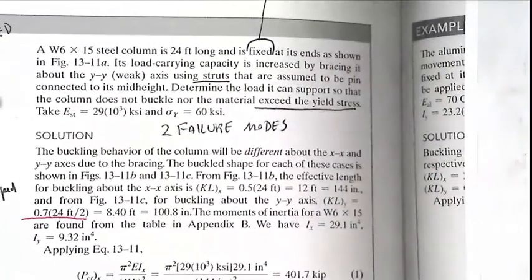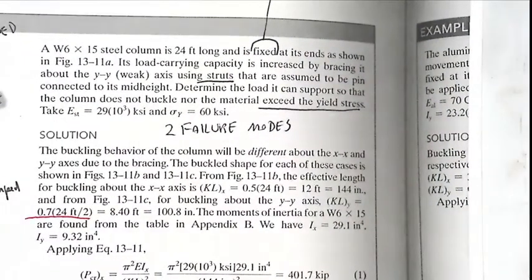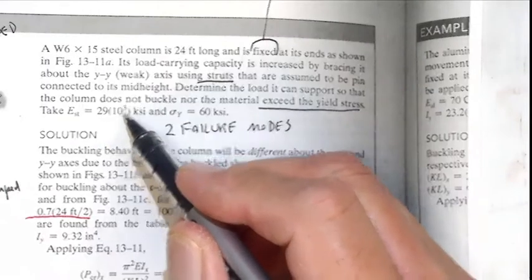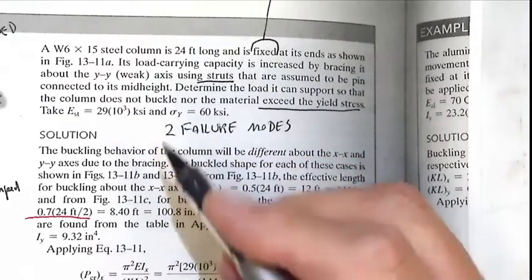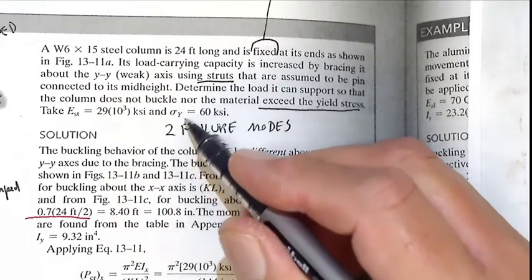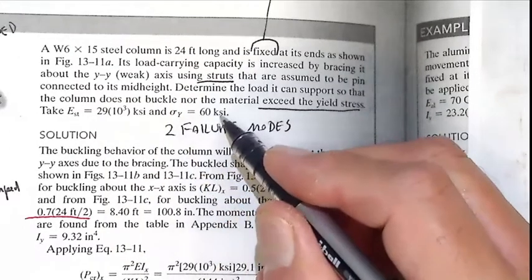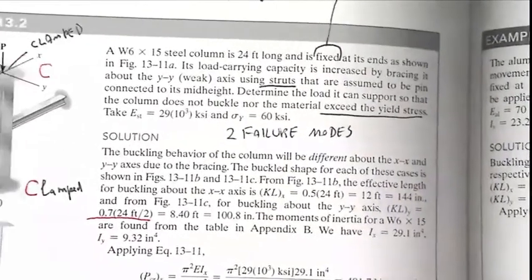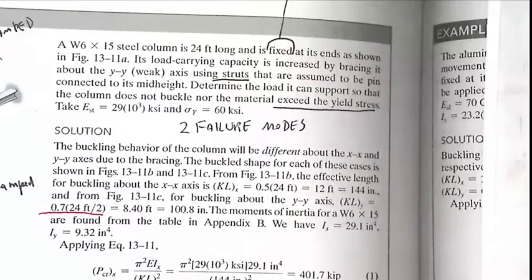So I will show you this problem again. That is the problem. It says, take E for steel, modulus of elasticity, 29 times 10 to the power 3 KSI, and sigma y, that is yield stress, 60 KSI. Okay? I hope that you wrote this.